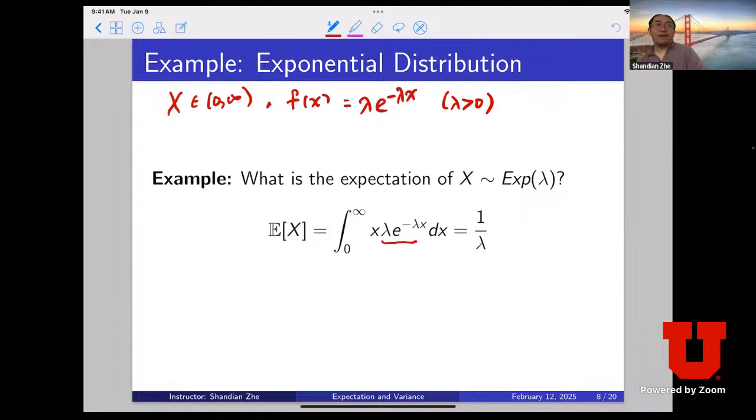Yeah, this is again the practice of our calculus 1. Let's do it together. So we're going to use a trick here, called integration by parts.